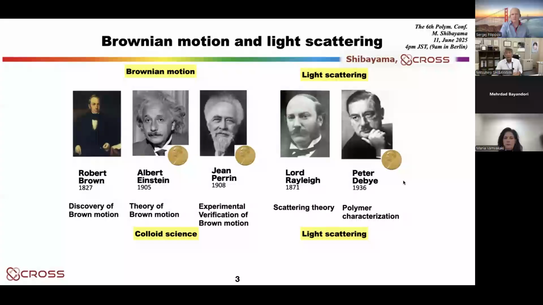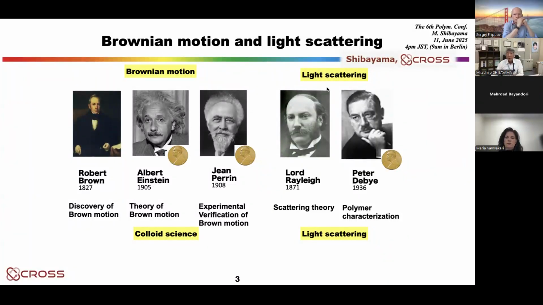Okay, so what are colloids and colloid science and light scattering? I think you may know all of the story, but let me repeat. Brownian motion was discovered by Robert Brown in 1827, and then Albert Einstein predicted the theory of Brownian motion, and a few years later, Jean Perrin proved Brownian motion experimentally. So this is colloid science.